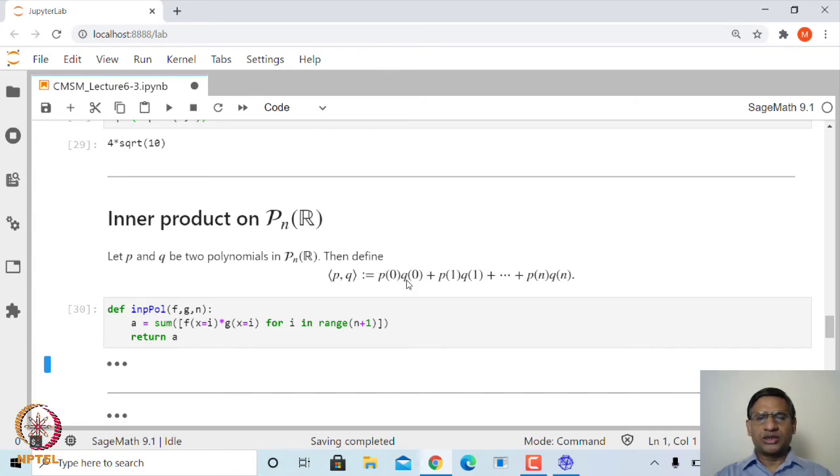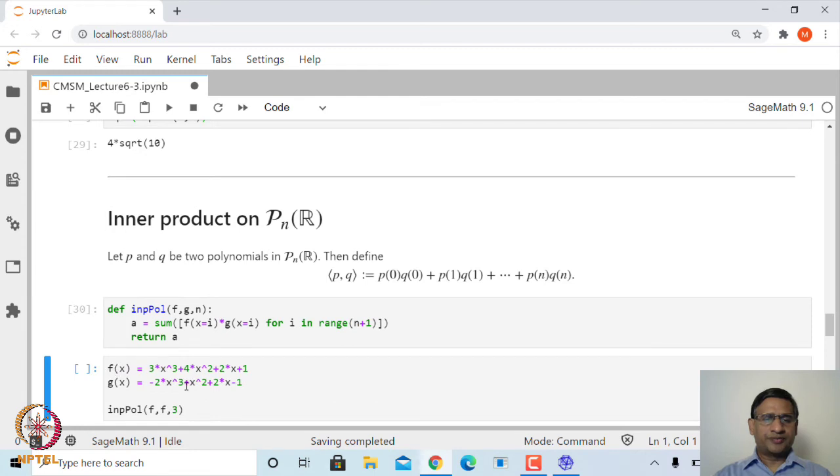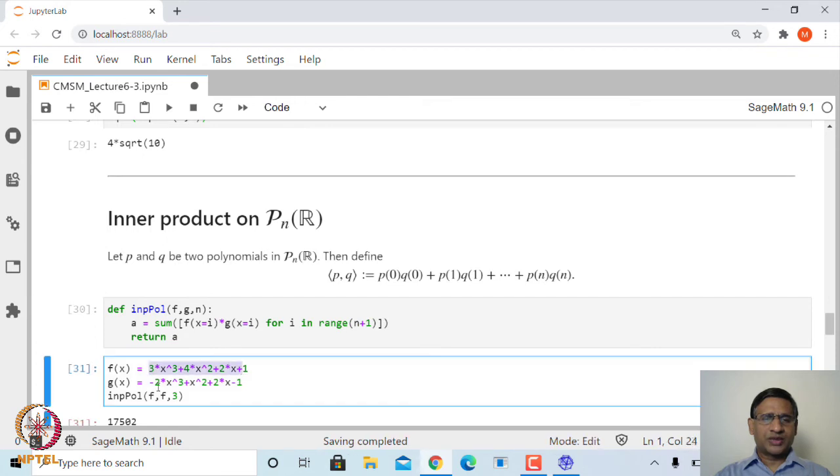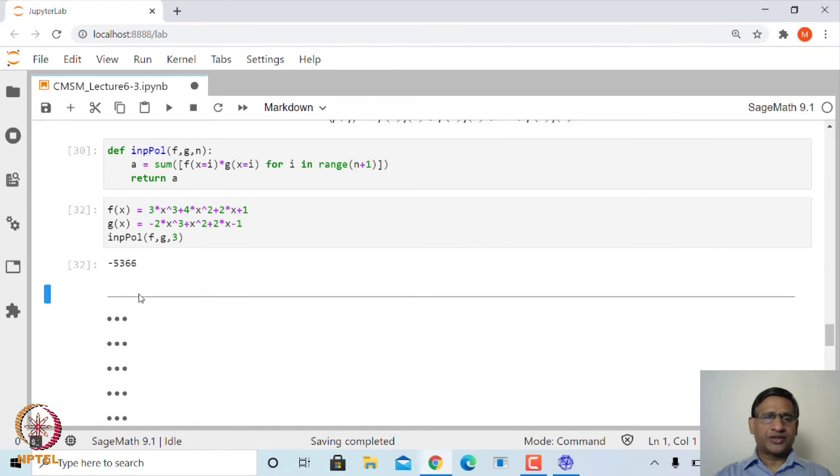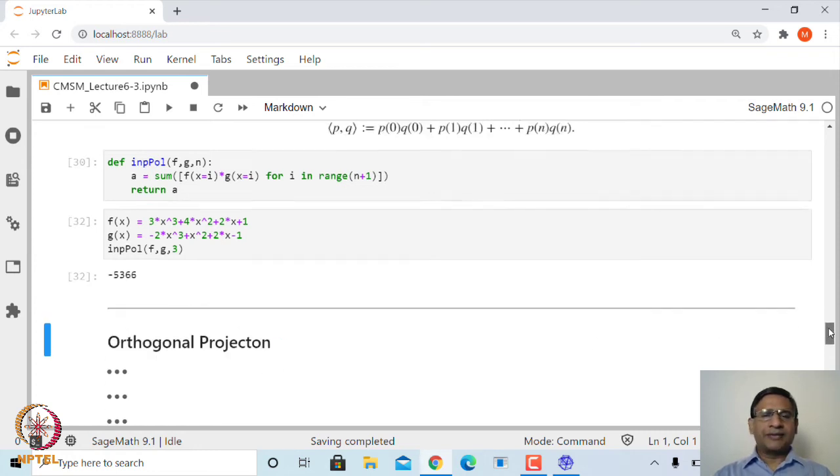So, P at a1 times q at a1 plus P at a2 times q at a2 plus dot dot dot P at a(n+1) q at a(n+1), whether that is also an inner product, that you can check, right. So, let us see, if I have two polynomials of degree 3, we can find the inner product of f with g using INPPOL and so on, right. Similarly, you can find the length of each of these polynomials, right.